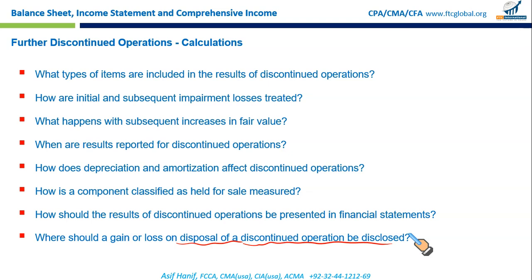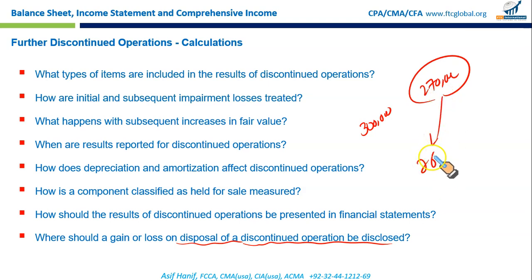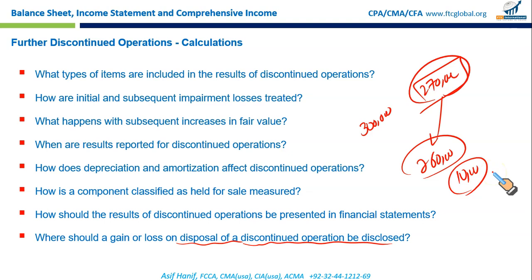Suppose in the previous example we were discussing, our carrying amount was 300,000, fair value minus cost to sell was 270, right? What happened? We sold it at 260. So this was the amount that we were reporting. Sale proceeds 260. The difference, $10,000, is the loss on disposal. So this loss is shown separately on the income statement under the discontinued operation, or it may be reported in the notes to financial statements. We just discussed this a little while ago.